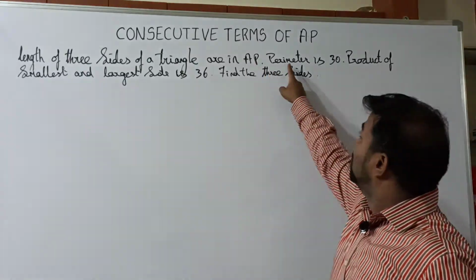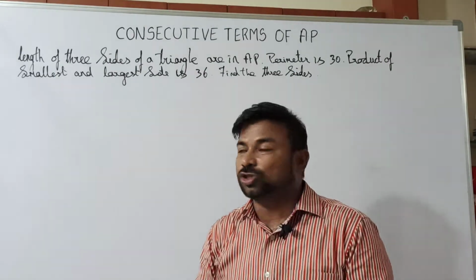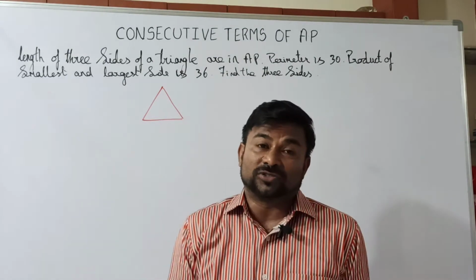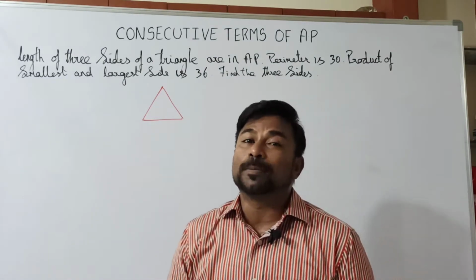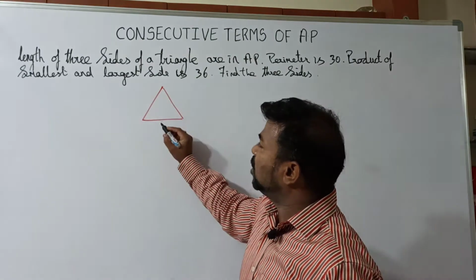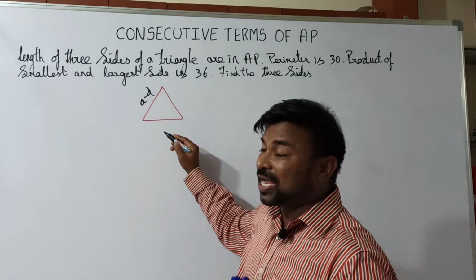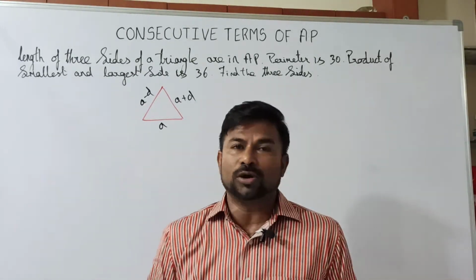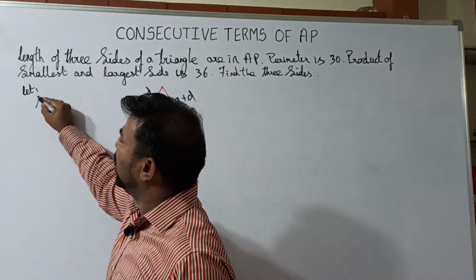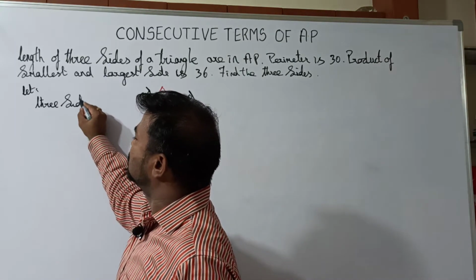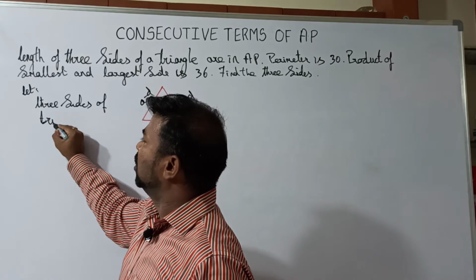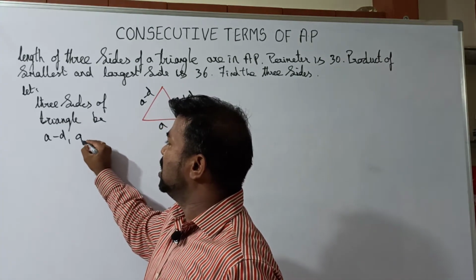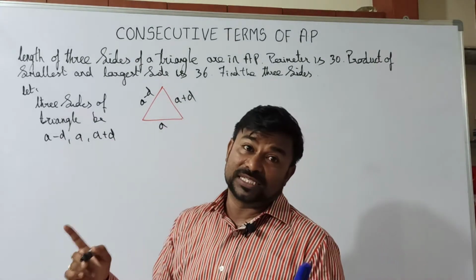Let's check it out. So the perimeter is 30. Let's draw the figure for us. I am taking a triangle, right? What he said is that the three sides of the triangle are in AP. So let me take one side as a minus d, the other side as a, and the third side as a plus d. Which is the larger and which is the smaller, we don't know. So let the three sides of the triangle be a minus d, a and a plus d. These are the three terms. As he said, they are in AP.